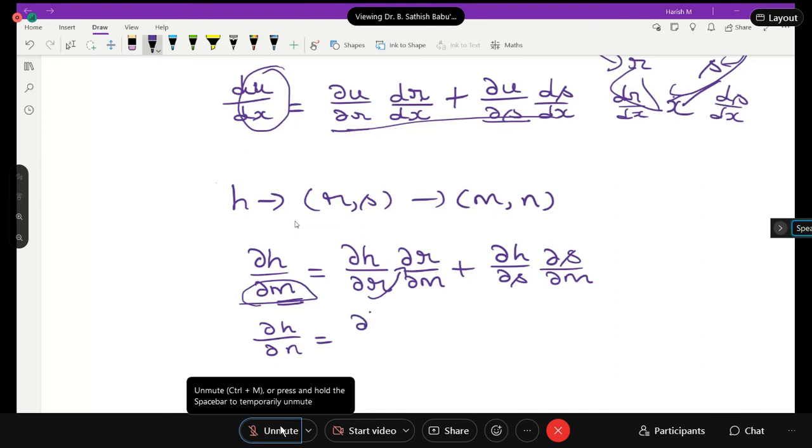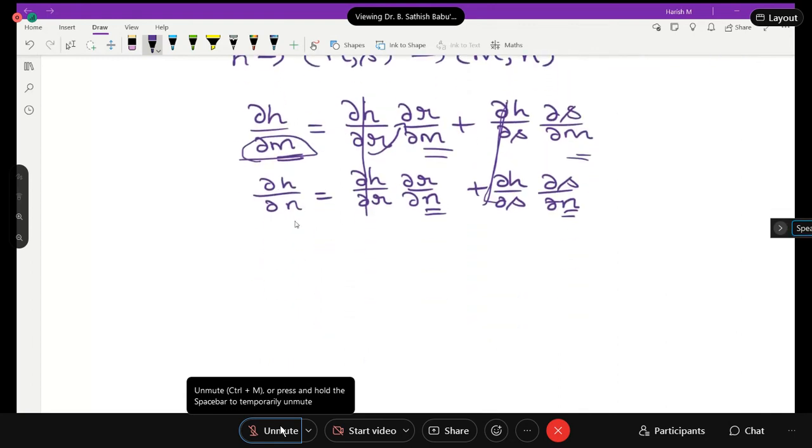Next, ∂h/∂n = ∂h/∂r again, and then r has to be differentiated with respect to n, ∂r/∂n, plus ∂h/∂s into ∂s/∂n, s should be differentiated with respect to n. These terms should be the same. You can see that I have marked here. This is same, this is same. And here you are just changing the variables. Here m, and this is n here. That's the change.